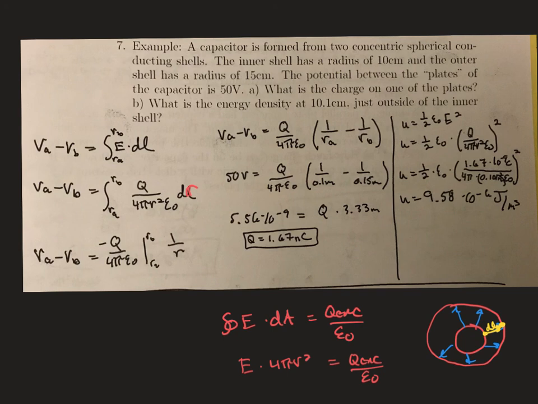Now you do have to be careful here. Because this term is squared, this electric constant cancels out only one of these electric constants, so you still do need to divide by the electric constant. And that should give you 9.58 times 10 to the minus 6 joules per meter cubed.